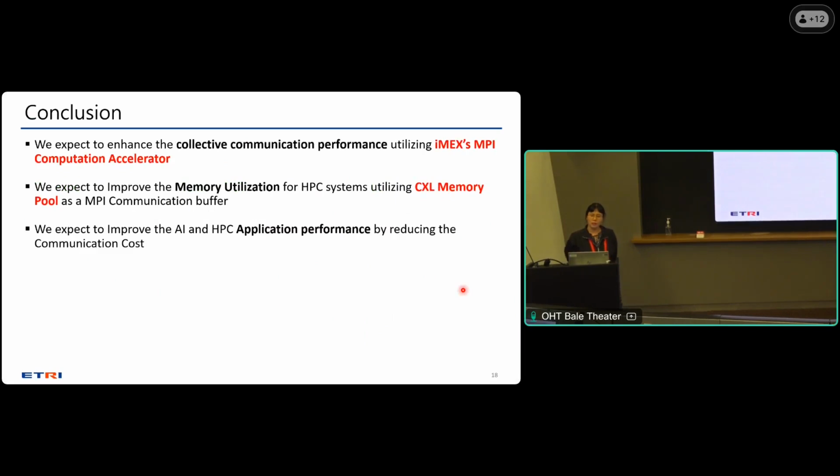So this is the conclusion. We expect to enhance the collective communication performance utilizing the iMEX MPI computation accelerator. And we expect to improve the memory utilization of HPC systems by utilizing the CXL memory pool as the MPI communication buffer. And we also expect to improve the AI and HPC application performance by reducing the communication cost.